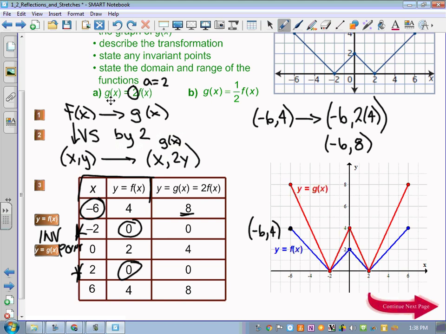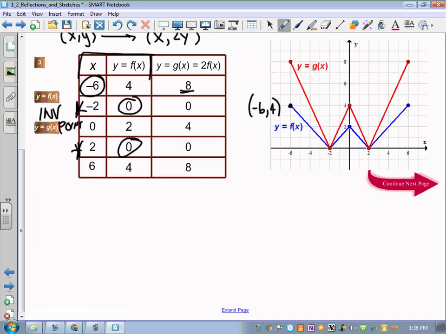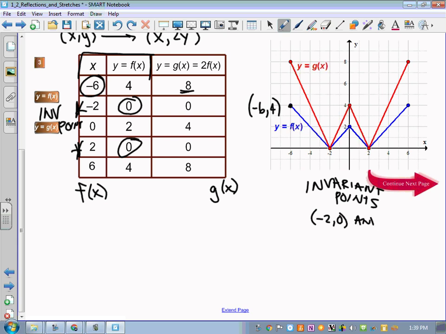So we need invariant points, and we need to state the domain and range, which would be nice and relatively easy. We're going to do that for f of x and g of x. And then over here on the right, I'm going to identify the invariant points. There are two. The invariant points are -2, 0 and 2, 0. They are invariant because of their y value of 0, because 0 times anything is still 0. So it's unaffected by that vertical stretch.